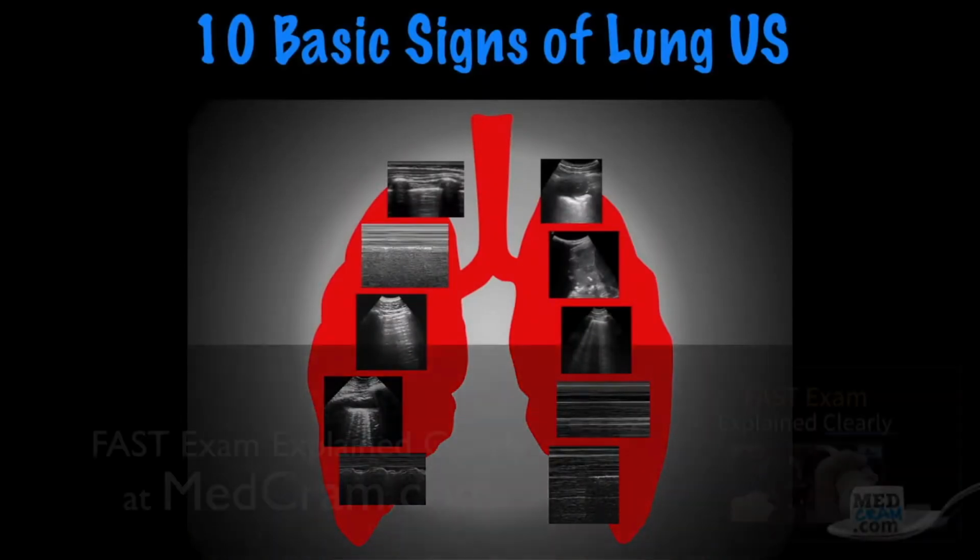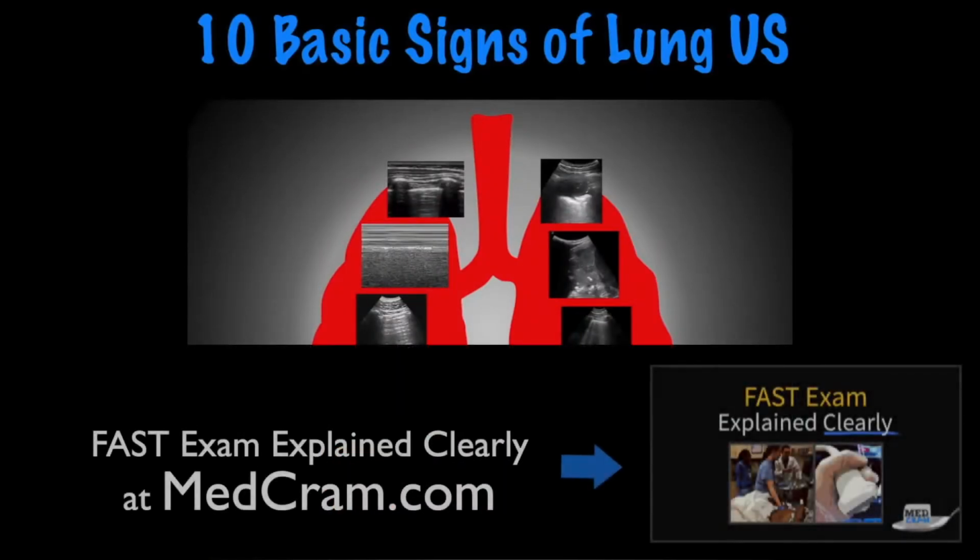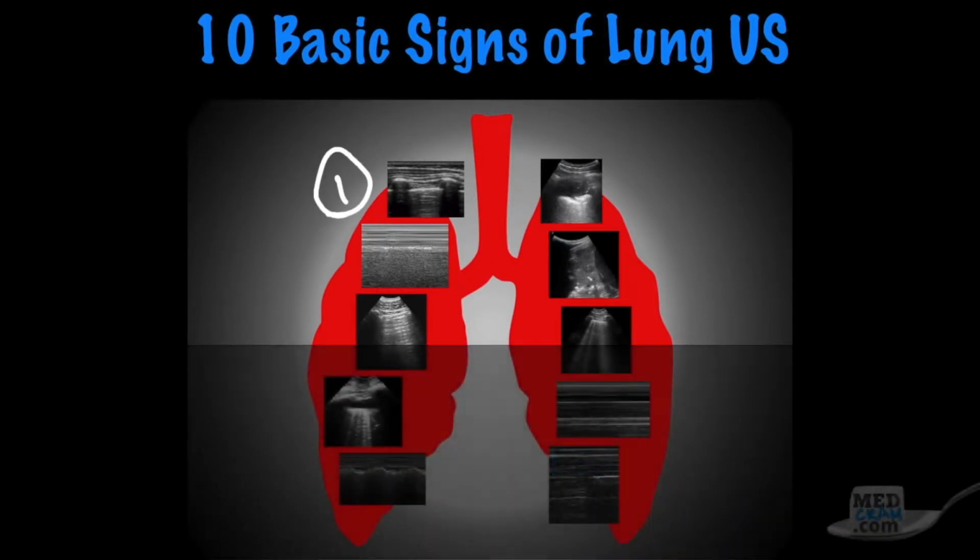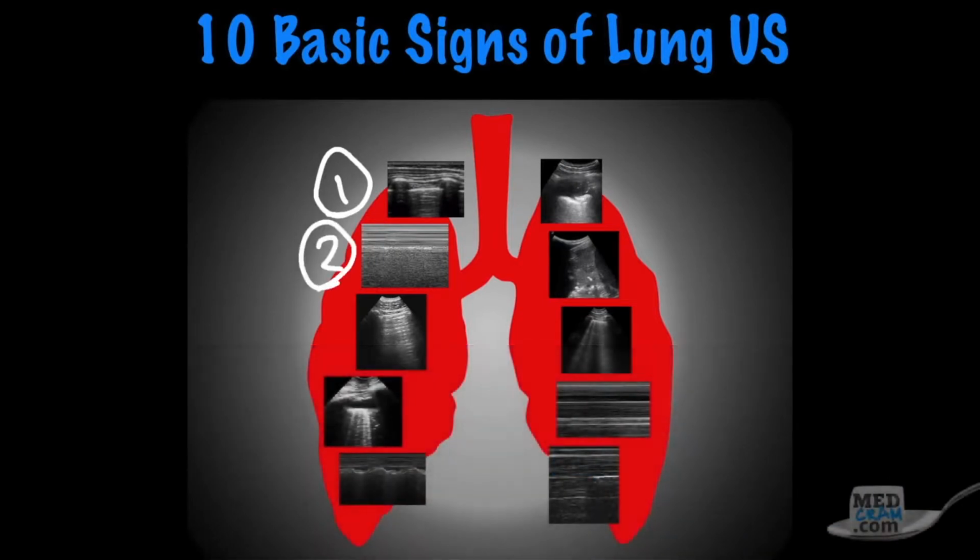All right, let's review real quickly then the 10 basic signs of lung ultrasound. Number 1, the bat sign, identifying the pleural line. Number 2, the seashore sign, or the M mode equivalent of normal lung sliding. Number 3, A lines, reverberation artifact, horizontal lines, equidistant from the pleural line. Number 4, the quad sign, or fluid between the visceral and parietal pleura, indicative of pleural effusion.